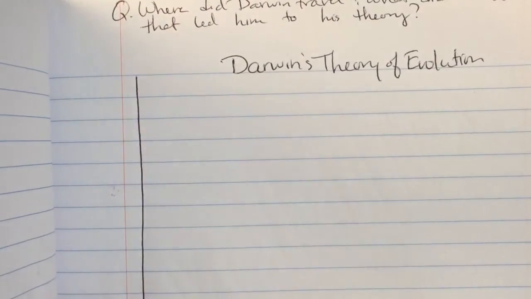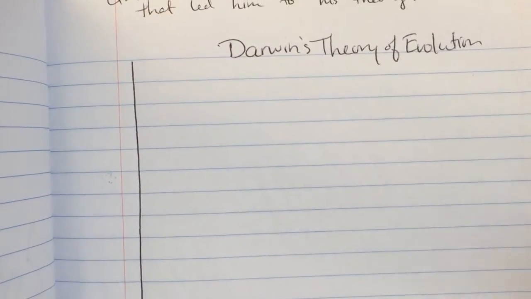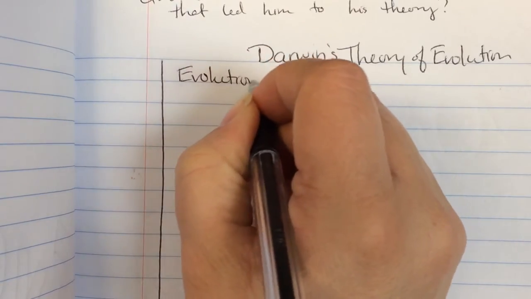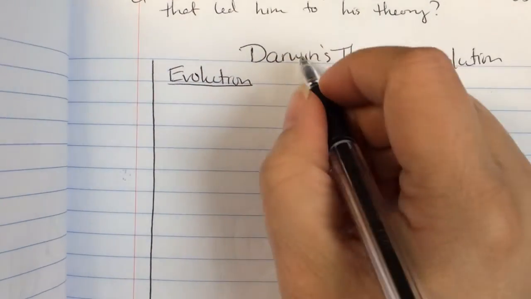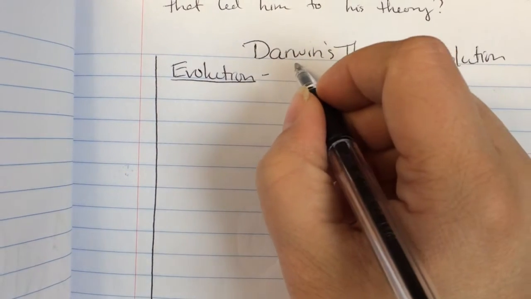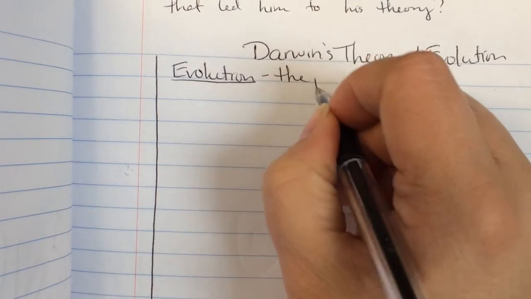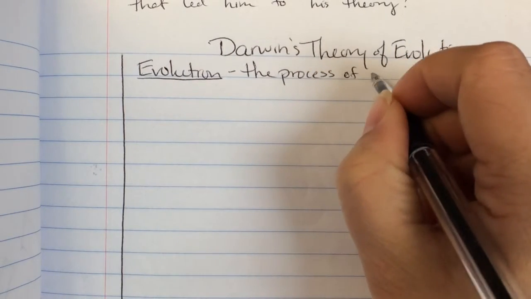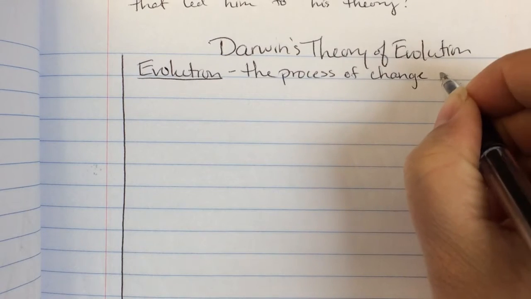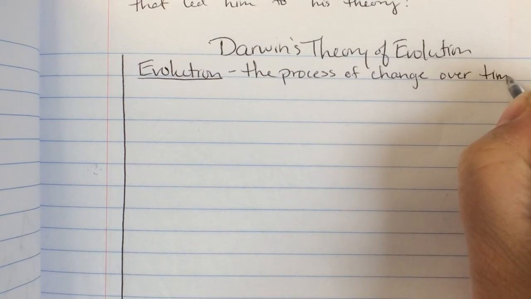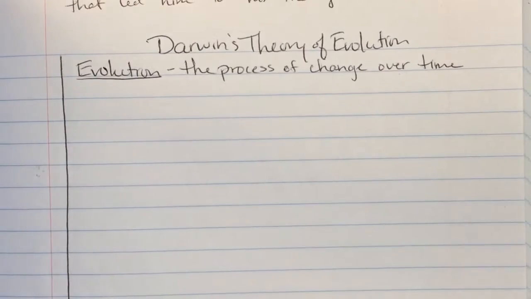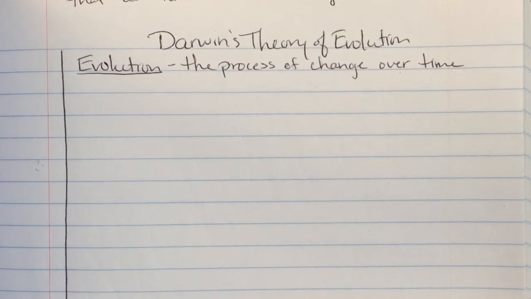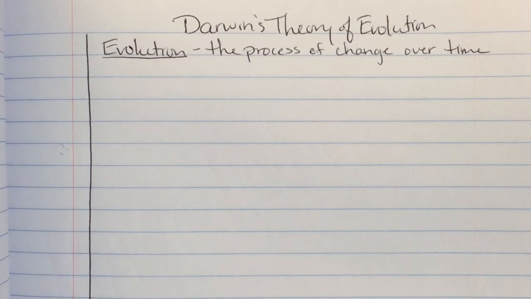All right. So first off, let's start with what is evolution? And let's underline that because that is our key vocab word for this unit. You're going to hear a lot of definitions, but the basic, it is the process of change over time. So we're going to be noticing some changes happening to organisms, and not just individuals, but more so populations. And we'll be talking a lot about that.